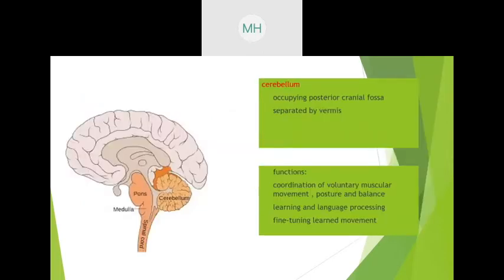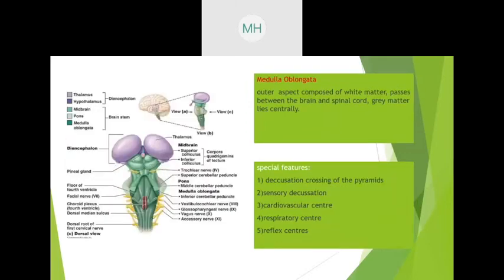Next is the cerebellum. The cerebellum occupies the posterior cranial fossa below the occipital lobe, separated by the vermis. The cerebellum functions in coordinating voluntary muscular movement, posture, and balance, learning and language processing, fine-tuning, and learning movement.